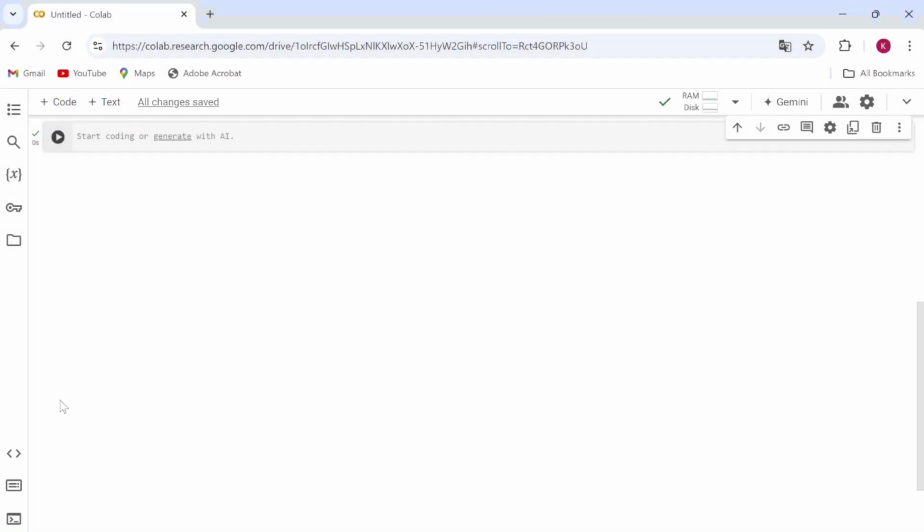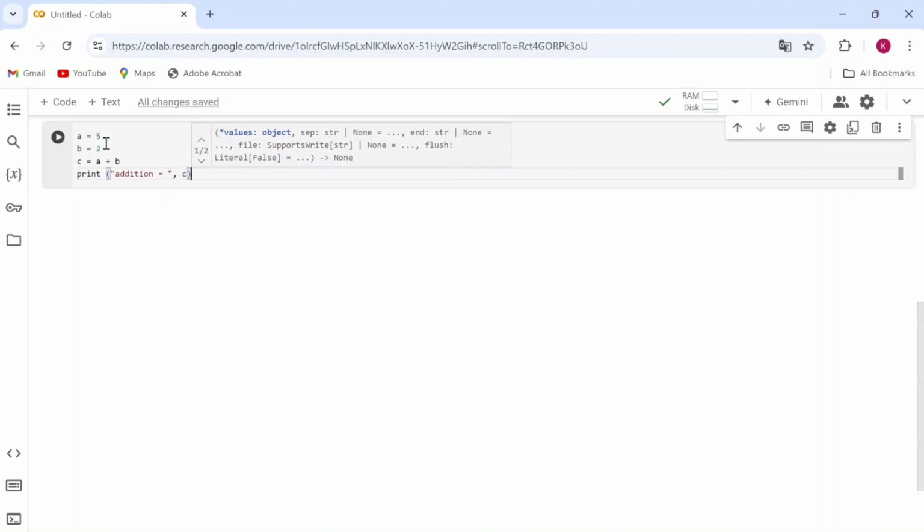So I am going to show you how this works by writing a few lines of code in Google Colab. First we will take a as a variable and we'll assign 5. Now we'll take b and we'll assign it value 2. Now we will take c in which we will add two numbers, a plus b, and we'll print "addition is equals to" c.